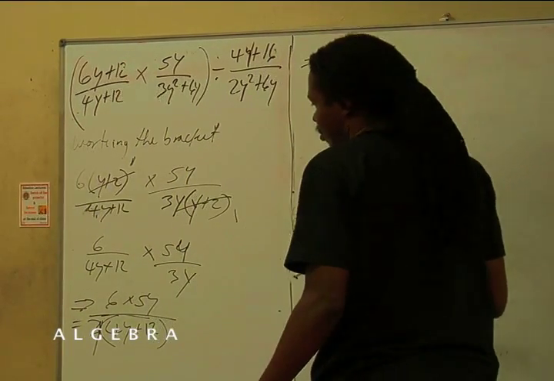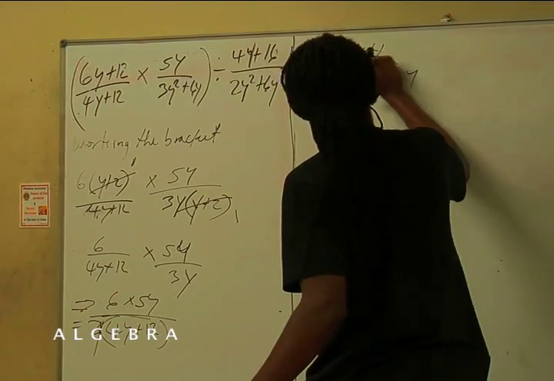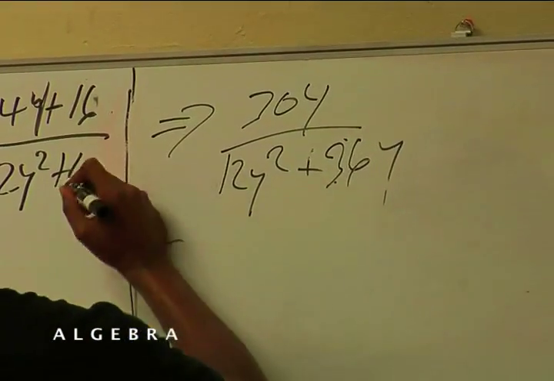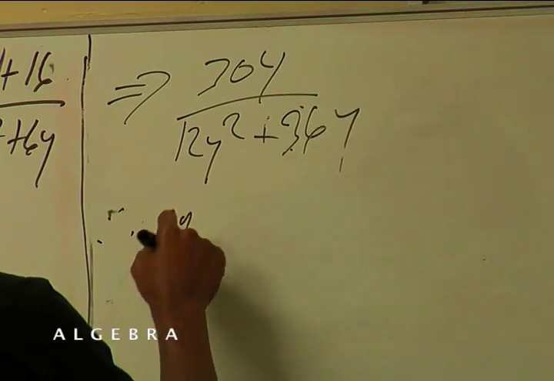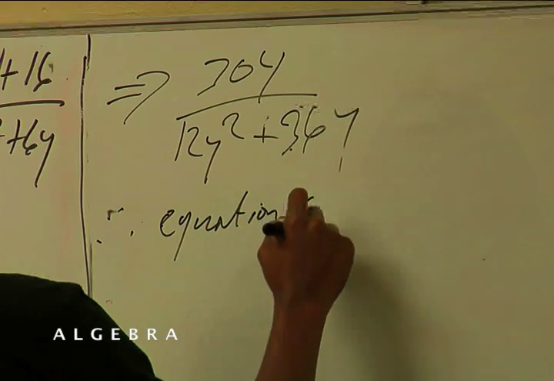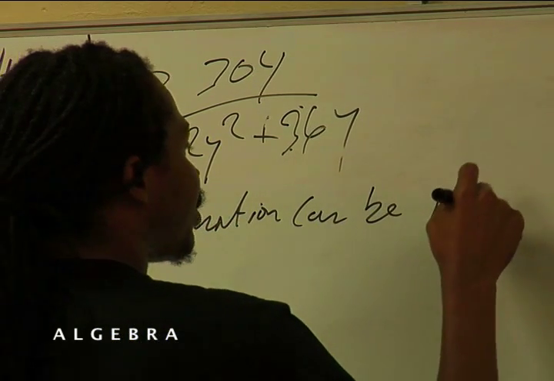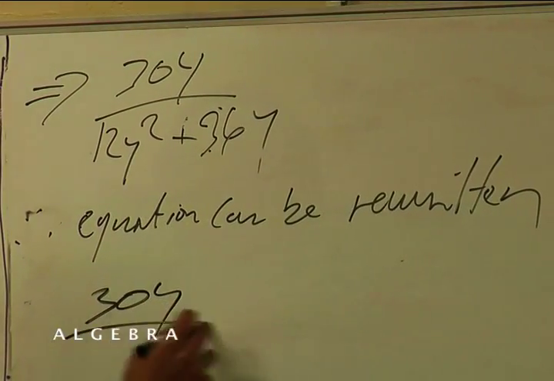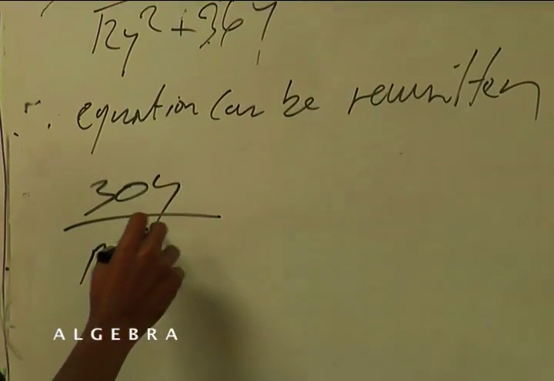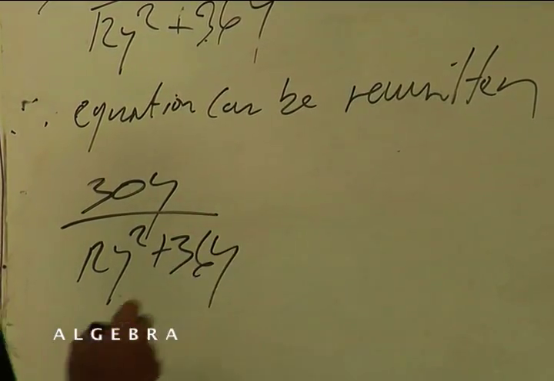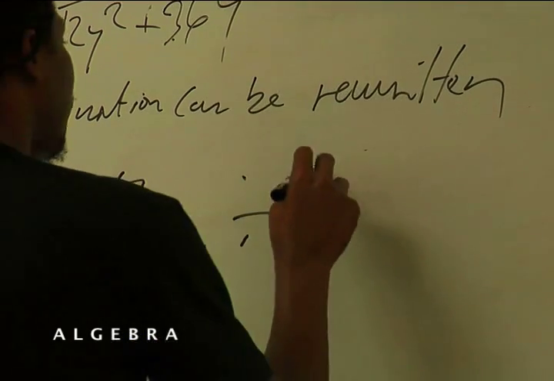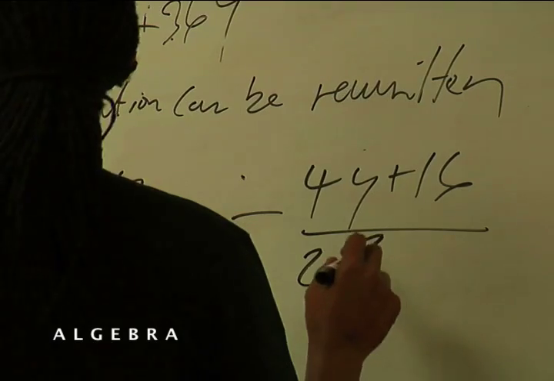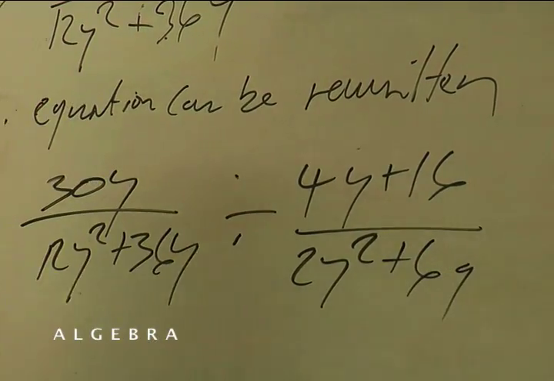You're sure 36? 36 is it? Sorry. 36y. Therefore, the equation can be rewritten as 30y over 12y squared plus 36y, divided by 4y plus 16 over 2y squared plus 6y.